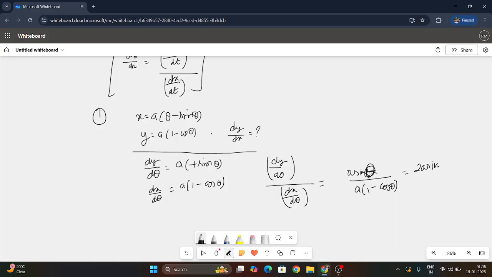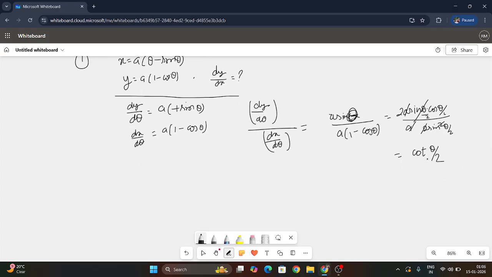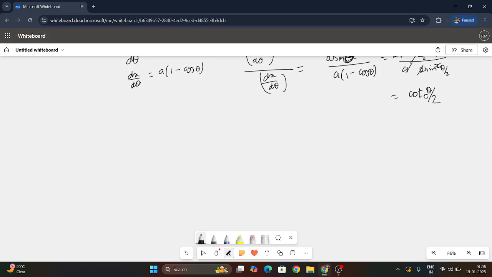2a sine theta by 2 and cos theta by 2 upon a, and you can apply 2 sine square theta by 2. Okay, so 2 and 2a get cancelled, sine theta by 2 cancels, and cos by sine is going to be cot theta by 2. So I think it is clear to you. So the answer is cot theta by 2.